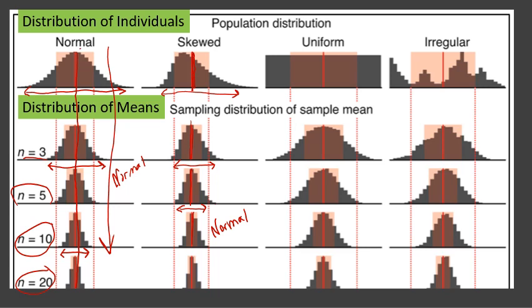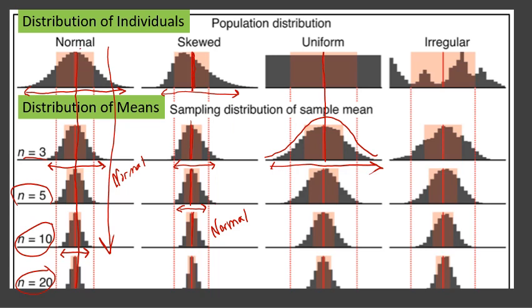If we start with a uniform distribution, like as if we were to roll one die, we know we have equal chances of getting 1, 2, 3, 4, 5, 6. If we rolled three dice and calculated the mean score for these three dice, we would get a nice, wide, normally distributed, look at the shape, distribution. The mean score is still the same.